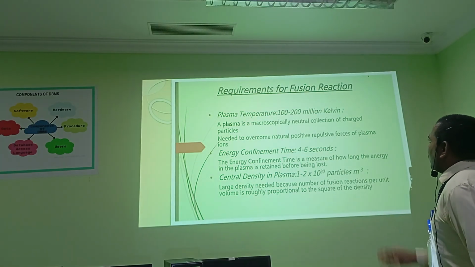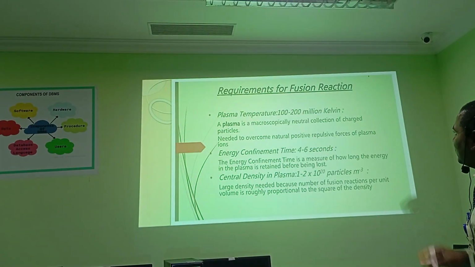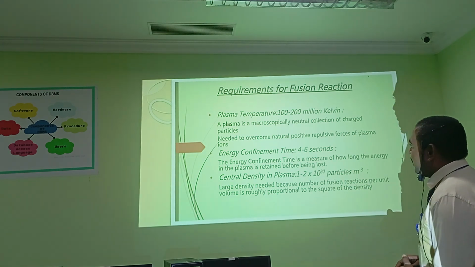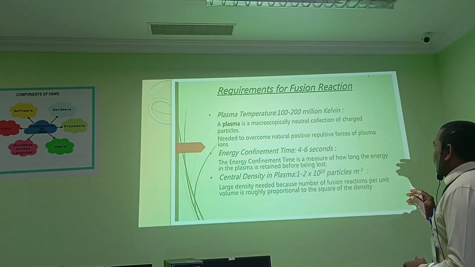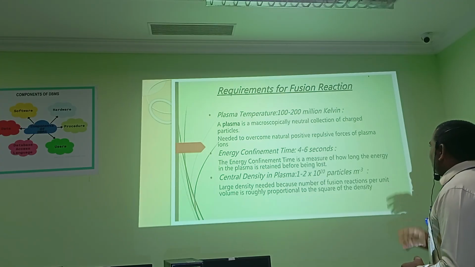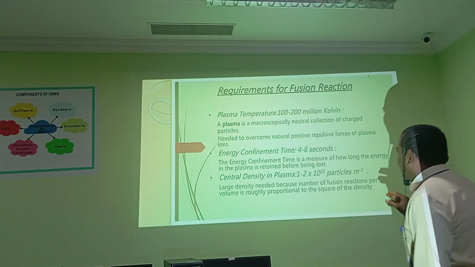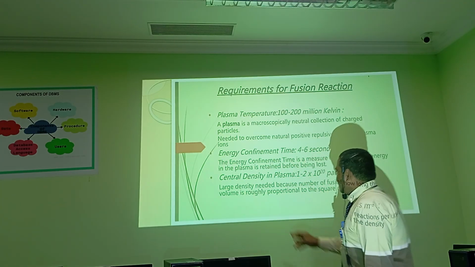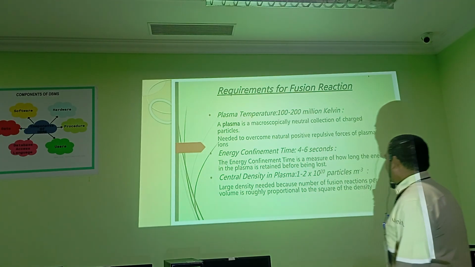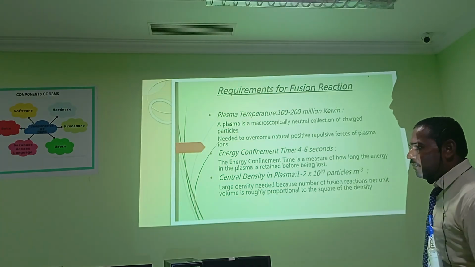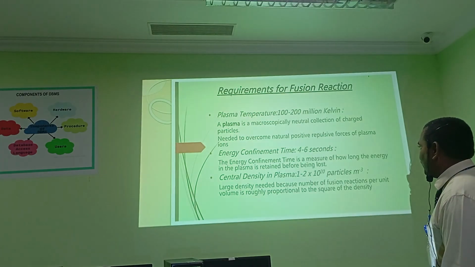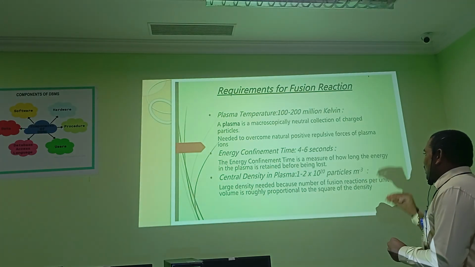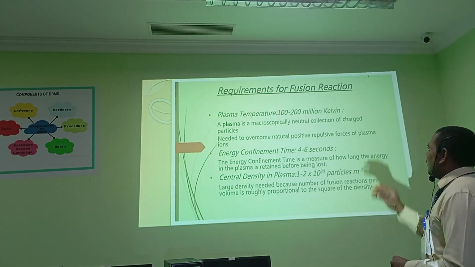Requirement of the fusion reaction: plasma temperature 100 to 200 million Kelvin. The plasma is a microscopic neutral collection of charged particles, needed to overcome the natural positive repulsive forces of the plasma ions. The energy confinement time is 4 to 6. The central density of the plasma is 1 to 10 power 20 particles per meter. The minimum energy will be added to that because it is a fusion reaction.